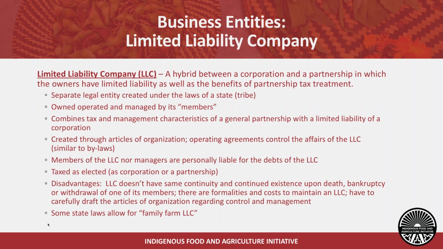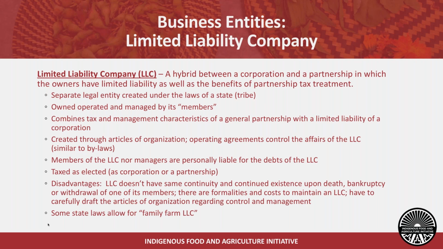Similarly, what we see a lot of, and this is the one that is very popular throughout limiting legal liability, is the limited liability company, which is a hybrid between a corporation and a partnership, in which the owners have limited liability as well as the benefits of partnership tax treatment. So it's a separate legal entity created under the laws of the state or tribe, and it's owned and operated and managed by its members. And it combines the tax and management characteristics of a general partnership with the limited liability of a corporation.